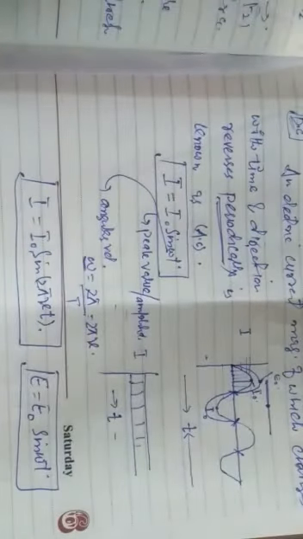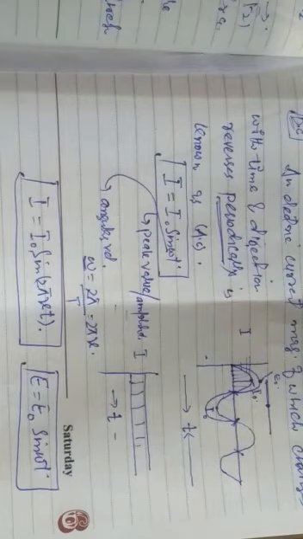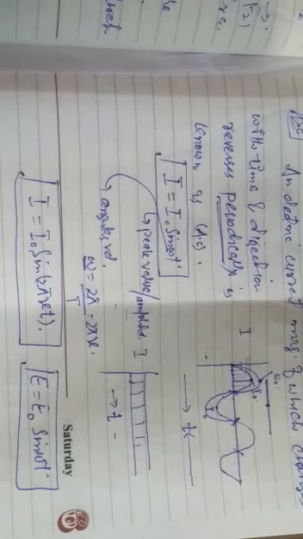So this is the knowledge we should have regarding alternating current: a current whose magnitude changes with time and whose direction is reversed periodically is known as alternating current.